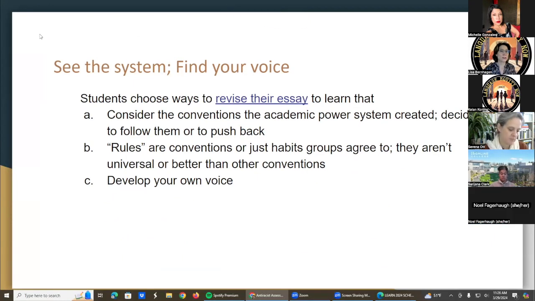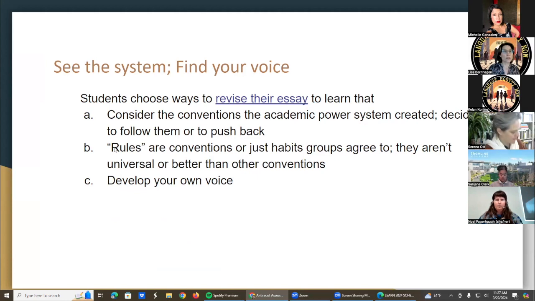And then the second thing that I do is after they've written a draft, I have some various ways for them to revise their essay. And I'm trying to call their attention to these 3 things. One is consider the conventions that academic power system created and decide if you want to follow those conventions or if you want to push back. Because a lot of my students are invested in getting into the academic system. They're not yet ready to disregard it.